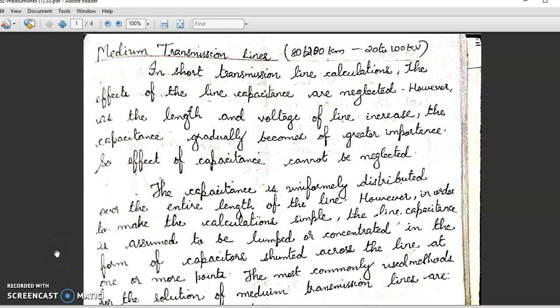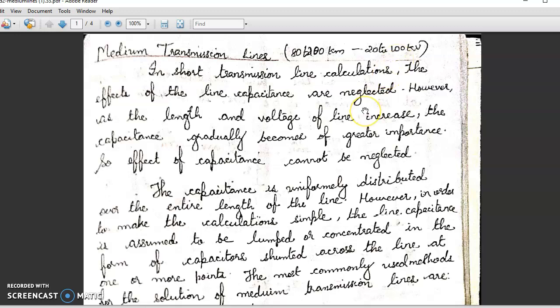In this video, we will discuss medium transmission lines. Transmission lines come into the medium category when the length of the line is between 80 to 200 kilometers and the voltage is between 20 kV to 100 kV.